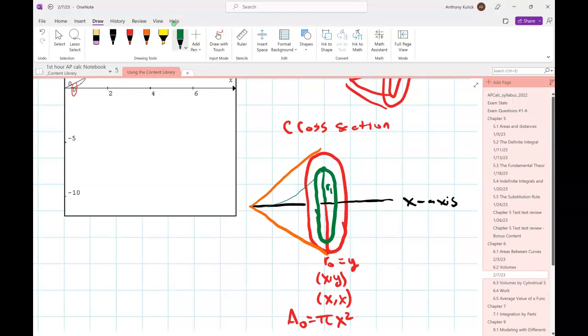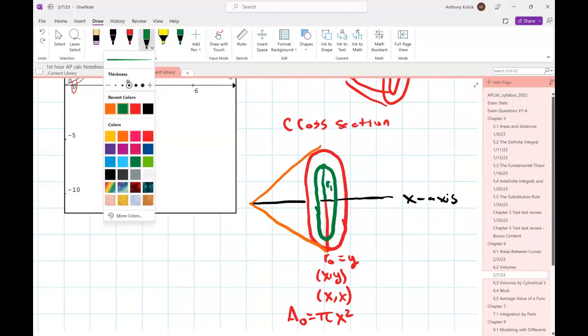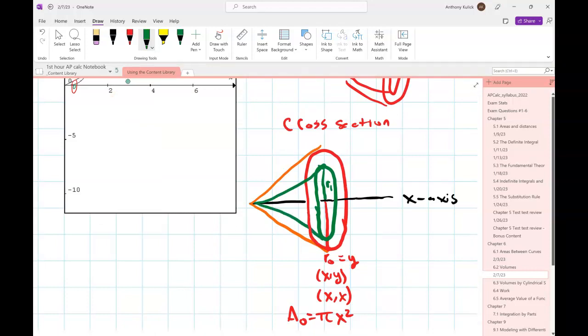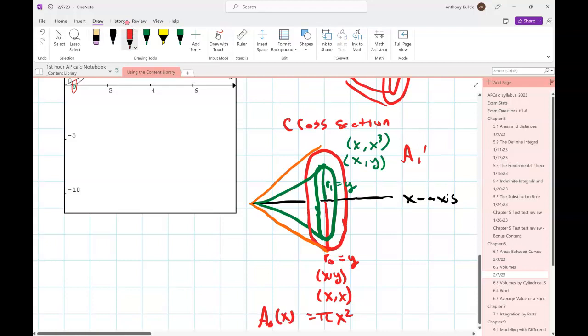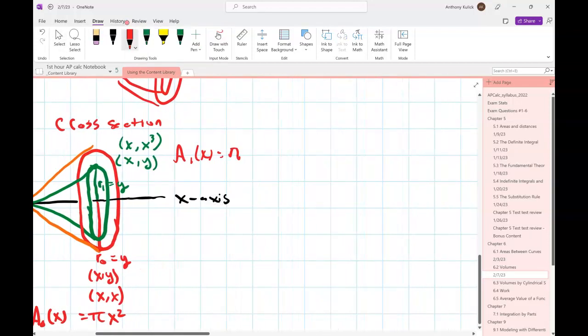And then my inner radius is going to be the y coordinate for that function, and that is the equation y equals x cubed. So my area for my inner function, A of x, is going to be pi and then x cubed squared. Everybody so far so good?